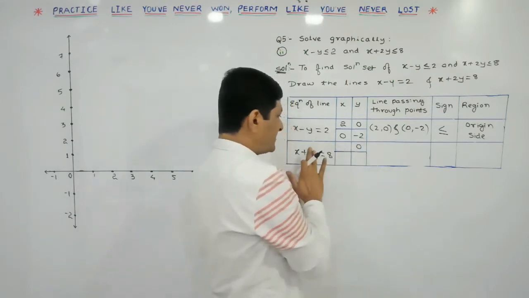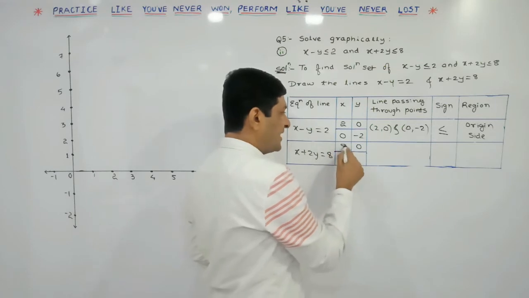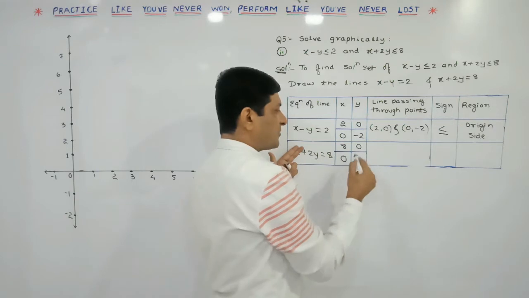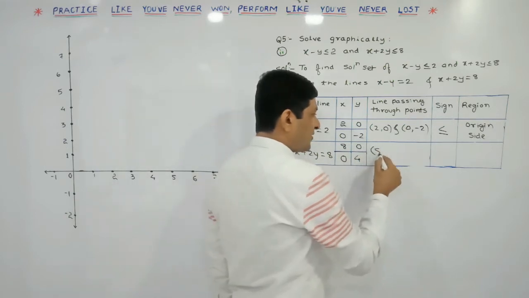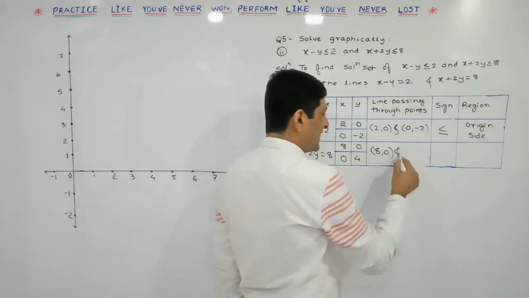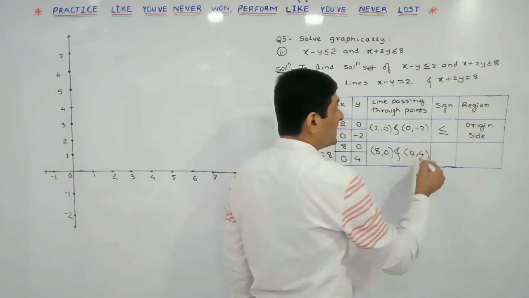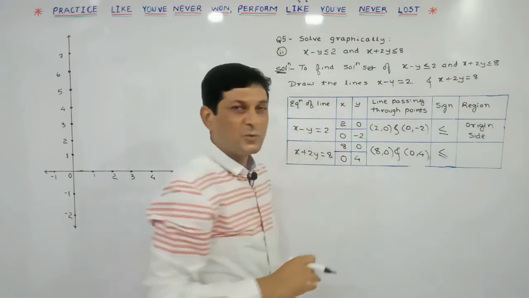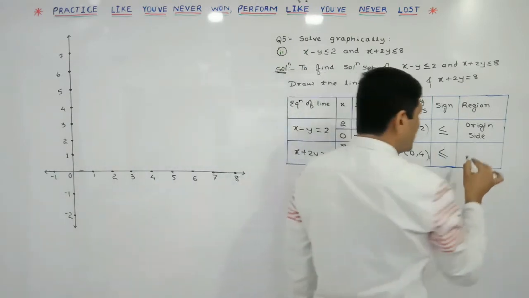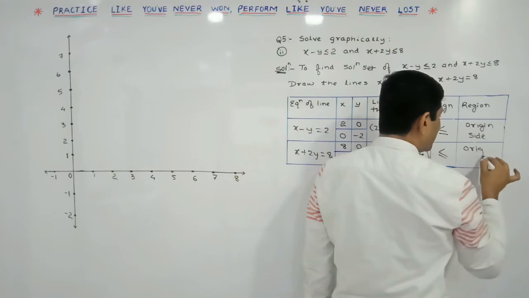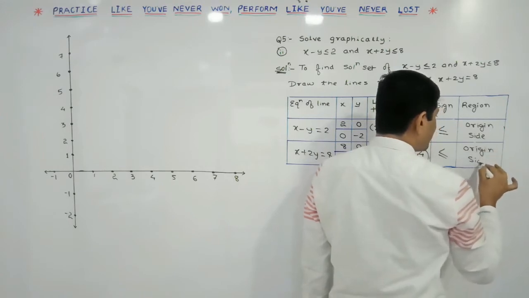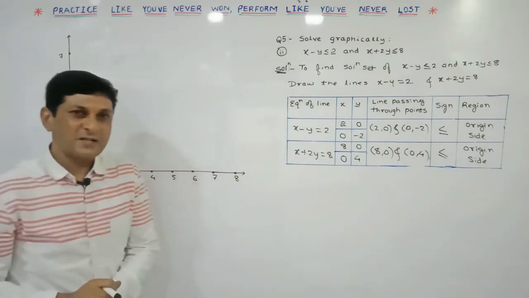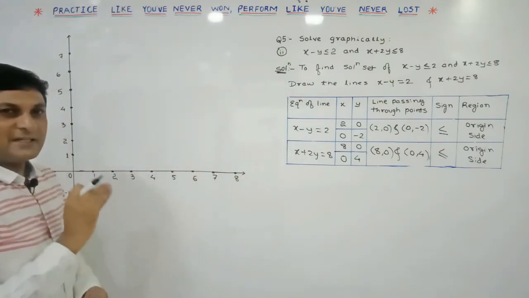If I am substituting y is equal to 0, here x will be equal to 8, and if I am substituting x is equal to 0, then 2y is equal to 8, which implies that y is equal to 4. So the coordinates of the first point are (8, 0) and the second point are (0, 4). In this expression also, less than or equal to appears. Here also we can say that our required solution set is the origin side part. So origin side.